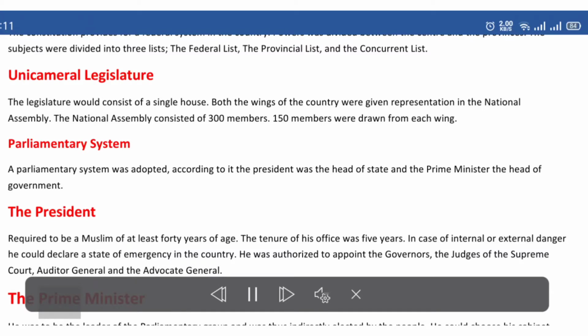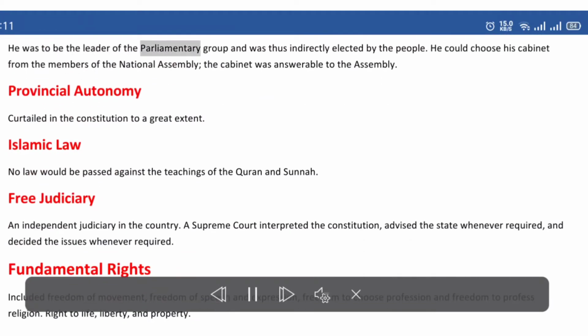The Prime Minister was to be the leader of the parliamentary group and was thus indirectly elected by the people. He could choose his cabinet from the members of the National Assembly. The cabinet was answerable to the Assembly. Provincial autonomy. Curtailed in the Constitution to a great extent. Islamic law. No law would be passed against the teachings of the Quran and Sunnah.